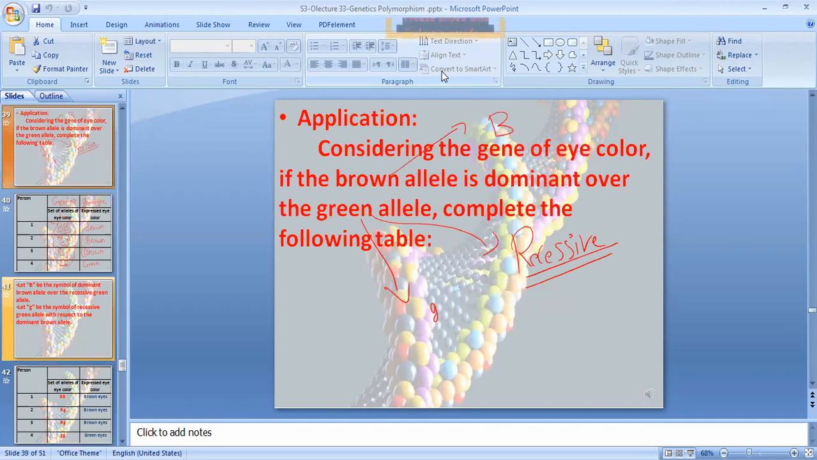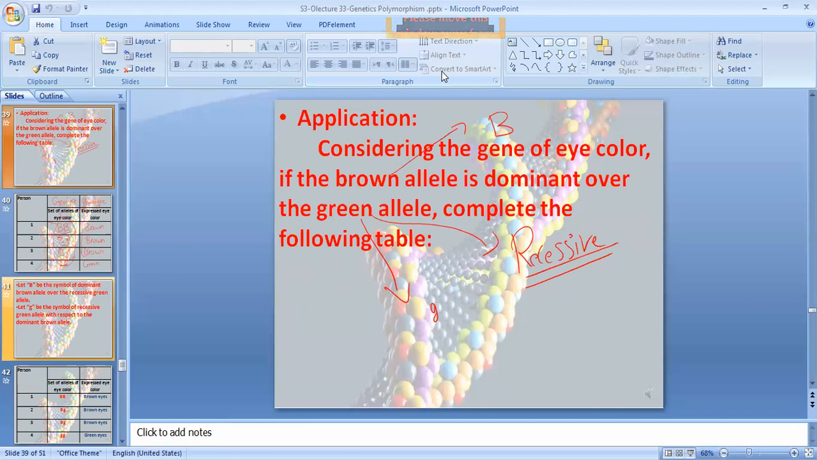So consider the gene of the eye color. If the brown allele is dominant over the green allele, complete the following table. They said the brown is dominant, so the brown is the one that dominates, and the green allele is the recessive, the weak allele.